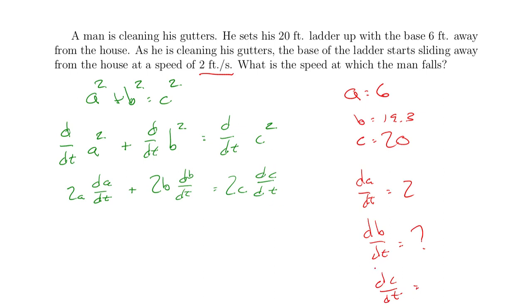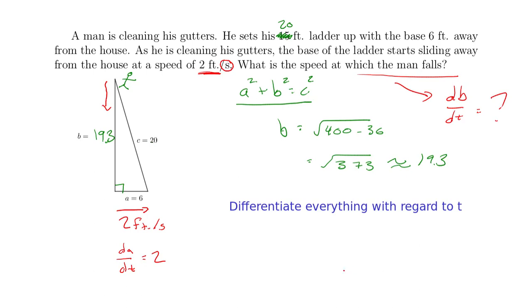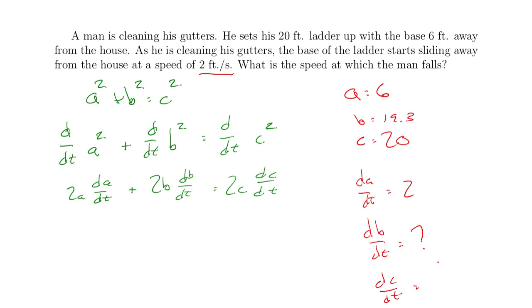Let's go back and let's see how quickly C is changing. Notice that C is the length of the ladder. So take a second and think about this. How quickly is the length of the ladder changing as it falls? You probably realize that it's not. Our ladder stays the same length. It's a constant. And so what we can say is that that derivative is 0.